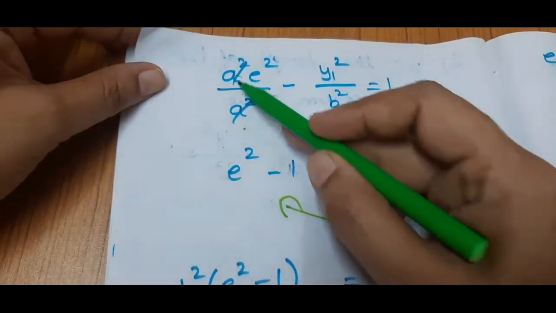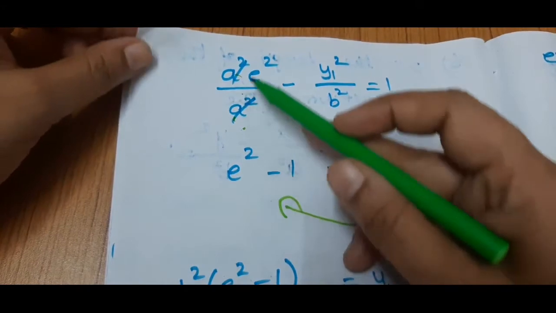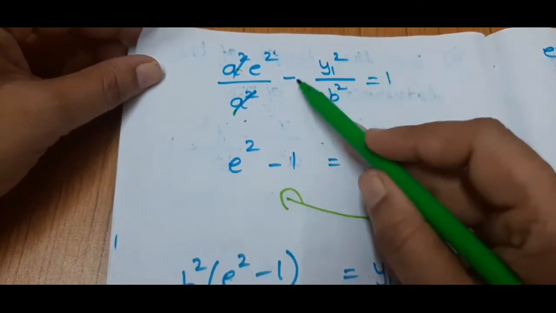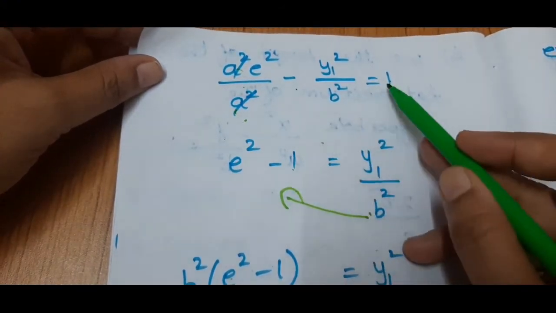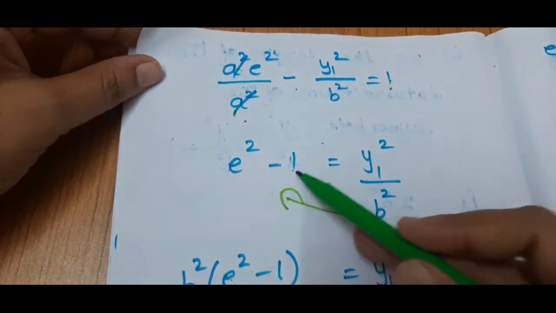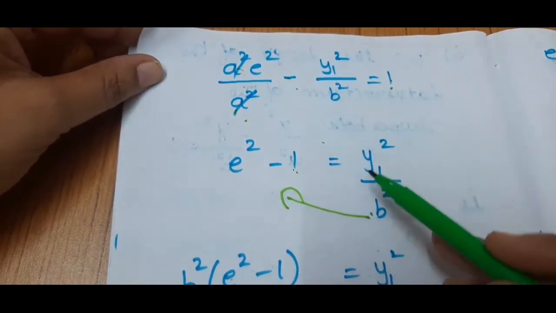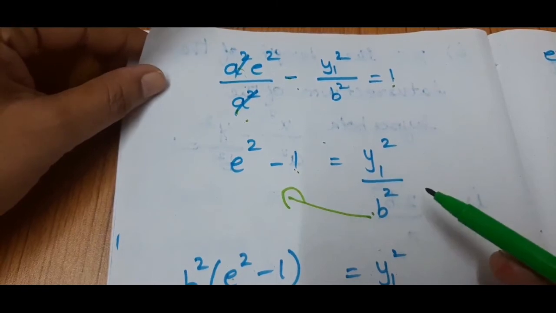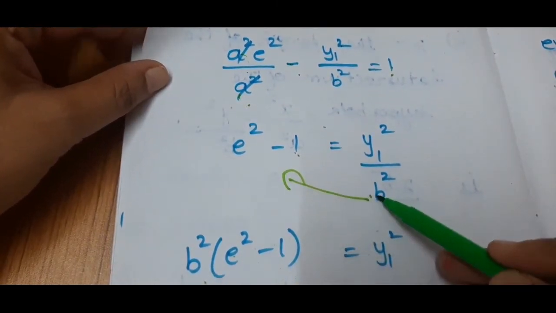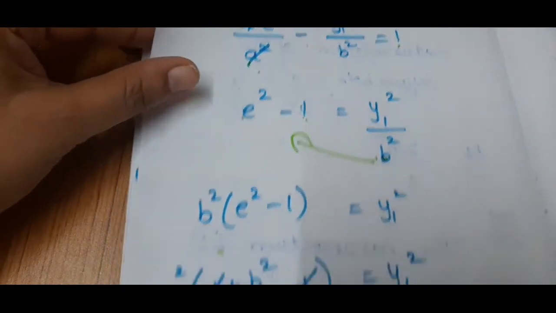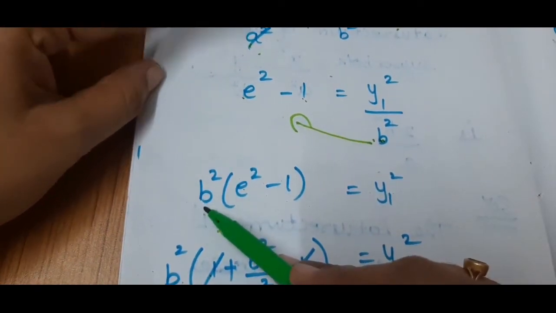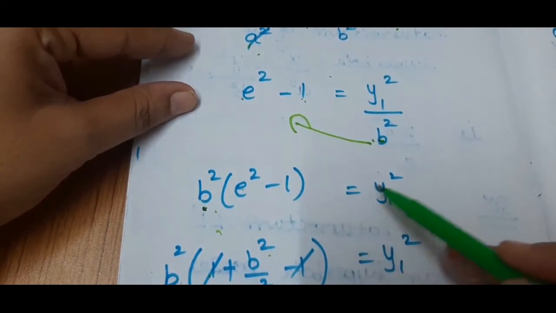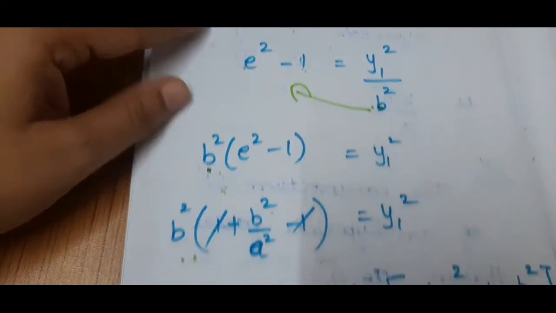So this a square will be cancelled and you will get e square. Minus this positive 1 I can take to that side, so this will become negative 1. This negative y1 square by b square I am going to take to this side, this will be positive y1 square by b square. After that I can take this denominator b square to the left hand side, it goes to numerator. So b square into e square minus 1 is equal to y1 square.